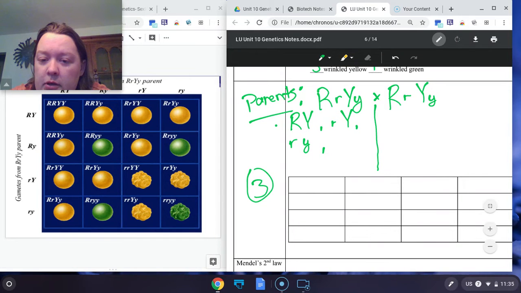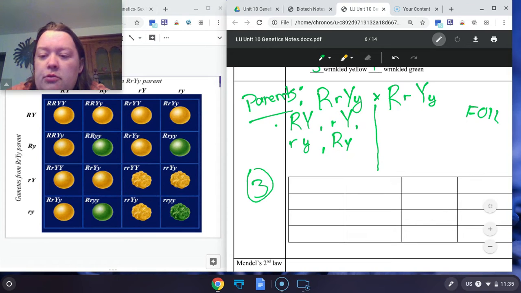Let's see, we've got big R, big Y, we've got little, little, we've got big R. Nope, we don't have the big R, little Y. So big R, little Y. So the first one you can do just by looking at it and figuring it out. But there's also a system that's more systematic, and that is known as the FOIL.